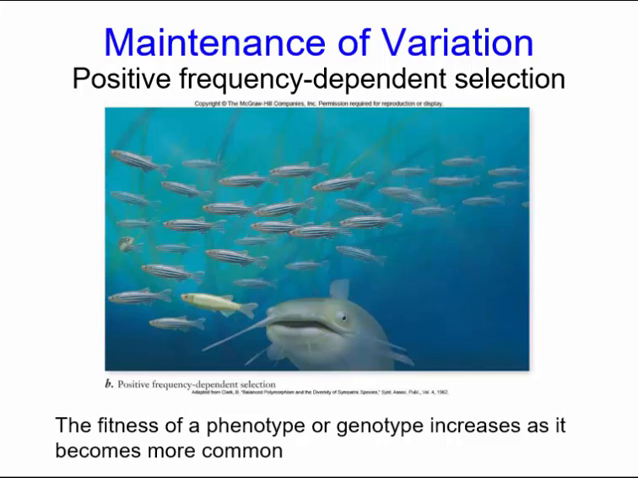Of frequency-dependent selection, one is positive frequency dependence. What you see in positive is the fitness of a phenotype will increase as it becomes more common. So that's the positive side of this. Another way to think of it, like we see in this example here, is that these, say, oddballs stand out. So here's this little fish that kind of stands out against the background of all these other fish, and the predator is cued in on that. This predator is going to go after this guy that stands out. So being the more common type is a benefit.